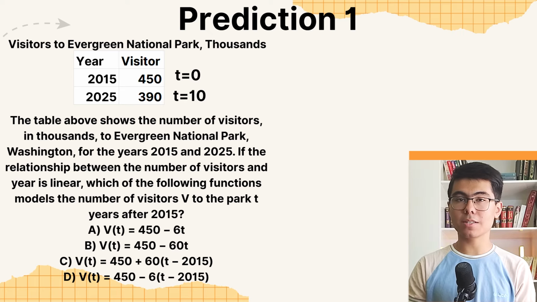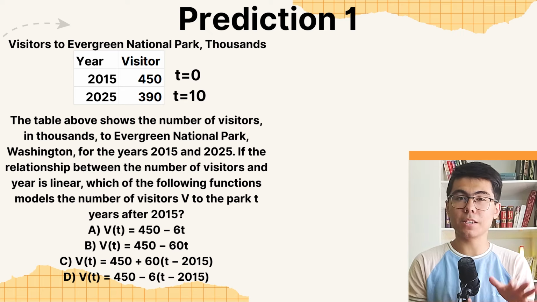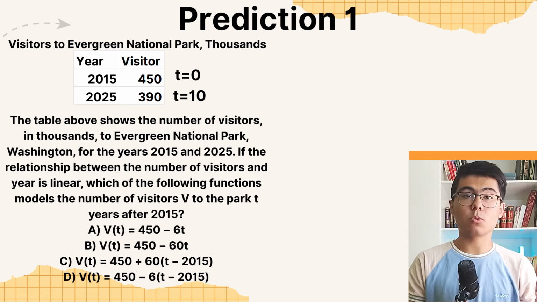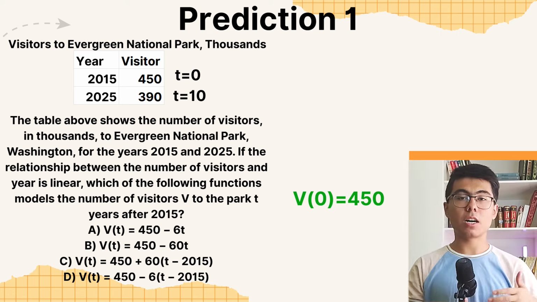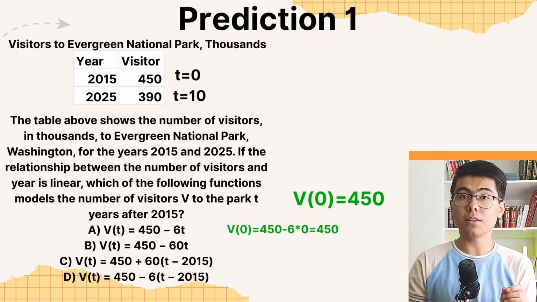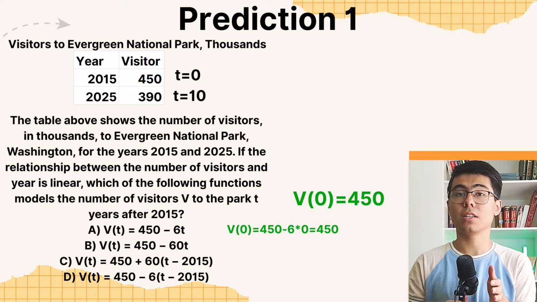Now let's plug points into the answer choices instead of building the line from scratch. So let's start off with t equals 0. In 2015, there are 450,000 visitors, so we need an equation that gives V of 0 equals 550.